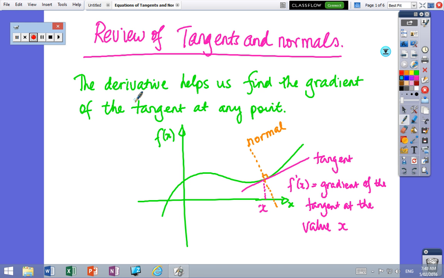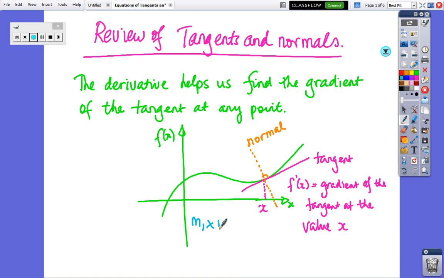right angles. You have to remember that the two gradients, the gradient of the normal and the gradient of the tangent, always multiply to give -1. So that's really important. Copy that down, and when you're ready, come back to the next slide.